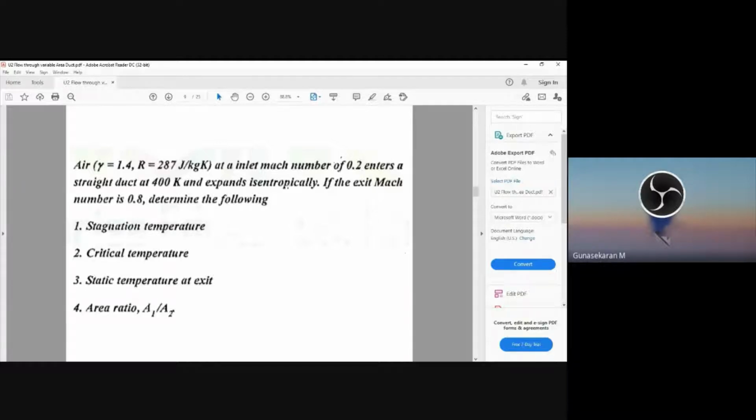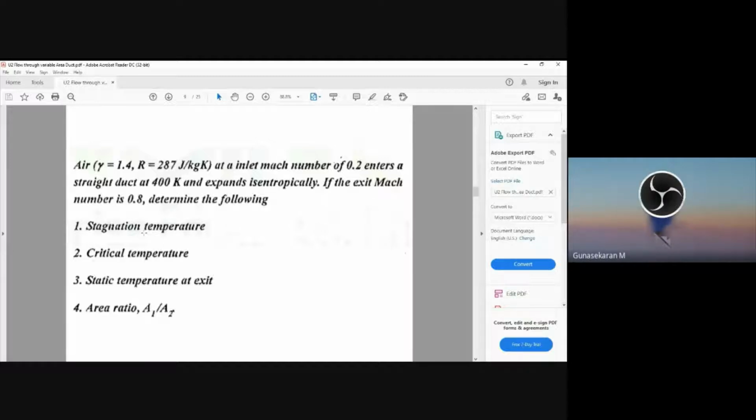Isentropic means first, the flow process is reversible, and next, it is adiabatic. When you say the flow process is reversible, it means there are no losses, so the expansion takes place without any loss. When you say the flow process is adiabatic, it means no heat transfer is taking place from the duct. Then the exit Mach number is 0.8, and then we have to find out the values.